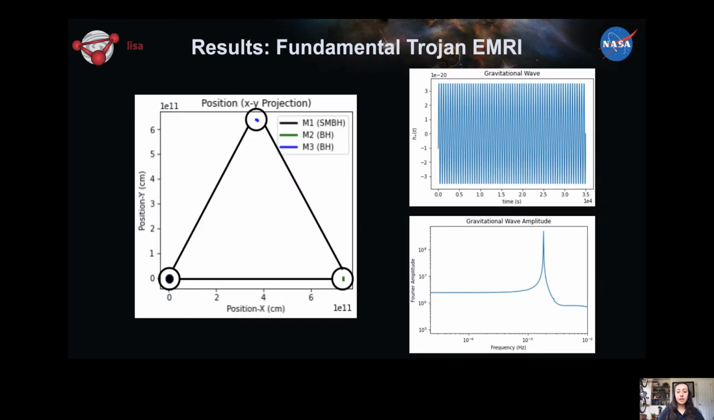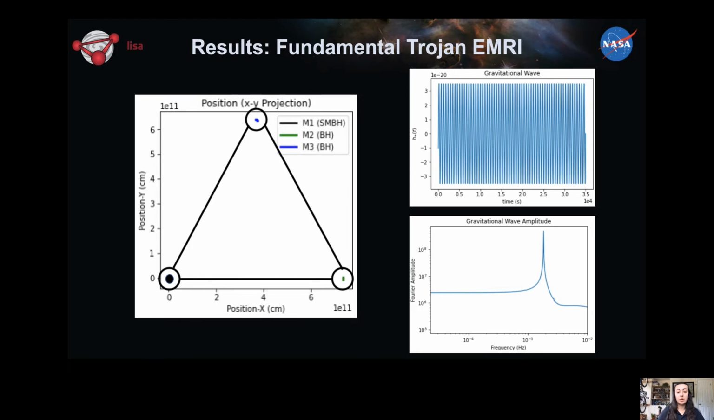systems. So to begin our short-term dynamic analysis of the resonant Trojan EMRI system, we first start out with the fundamental Trojan system. And so here, this is a very specific set of initial conditions that lead to the XY projection on the left here. We're in the co-rotating frame, and we will be for all of our short-term dynamics that we'll be looking at. And so in this XY projection, we have the supermassive black hole in the bottom left-hand corner and the two stellar mass black holes in the analogous locations of Jupiter and the L4 Lagrange point. And so here, these two stellar mass black holes will be, again, co-rotating around that supermassive black hole counterclockwise.